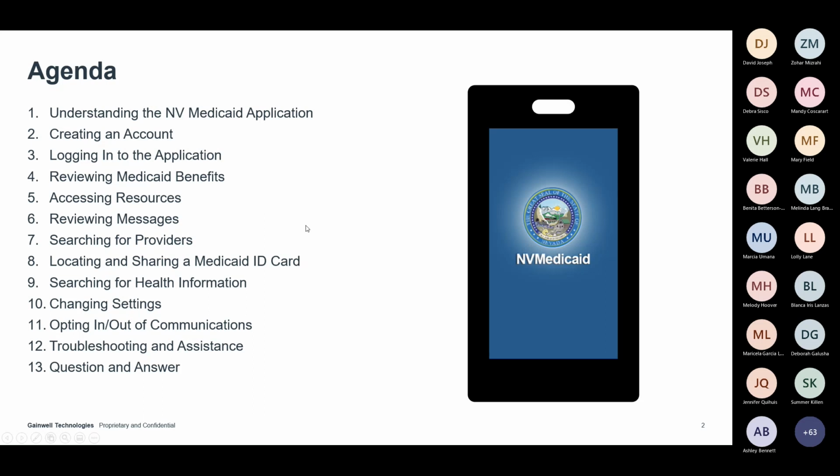So just a few of the things that we're going to try to cover today. We're going to take a look at the application and try to develop an understanding of what it is and what it can do for members. We're going to talk about how to create an account, log into the app, how to review Medicaid benefits, access resources, review messages that will be sent out to members, and search for providers. We're going to talk about how they can locate and share their Medicaid ID card with their Medicaid provider. We're going to talk about how they can access and search for health information, change their settings, and a variety of other things.